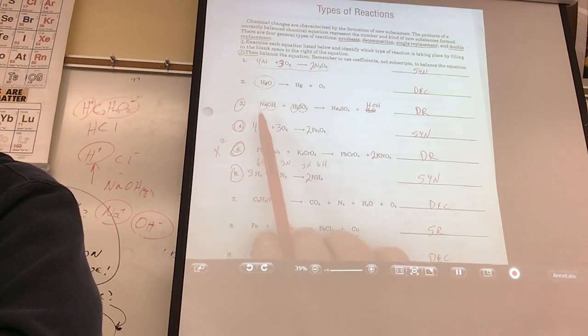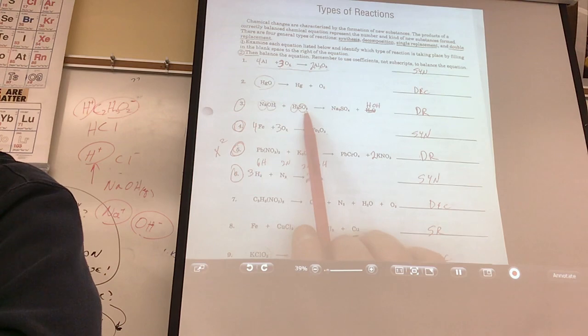Look over here and scan, scan, scan. I notice how many sulfates are on the left side of the arrow.